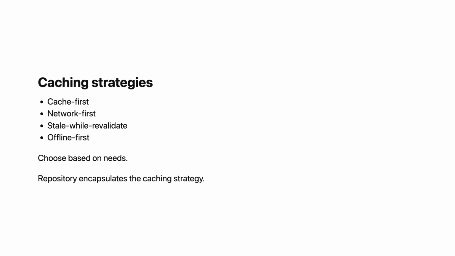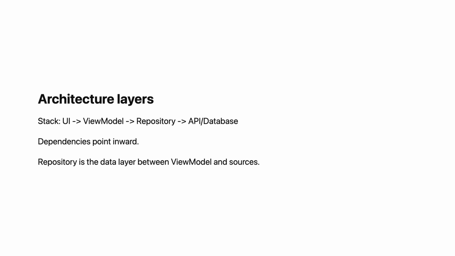Check cache age, fetch in background, sync periodically. Cache first: check cache, return if valid, otherwise fetch. Network first: always fetch, update cache. Stale while revalidate: return cache immediately, fetch in background, update when ready. Offline first: always return cache, sync when possible. Choose based on your needs: freshness requirements, offline support, performance. The repository encapsulates the strategy. Callers are unaware.